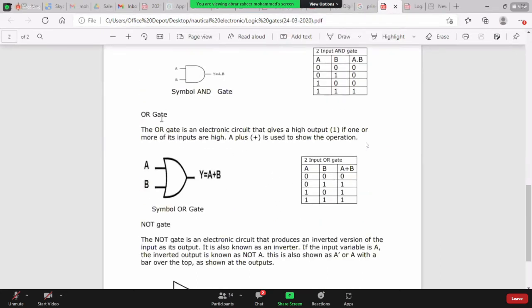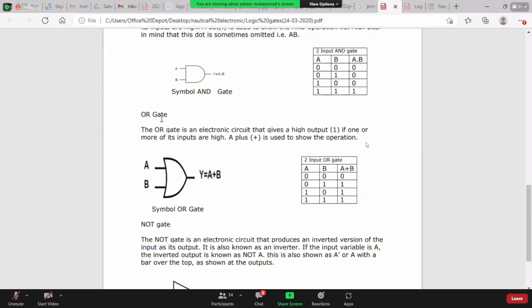Next is the OR gate. What is the OR gate? The OR gate is an electronic circuit that gives a high output if one or more of its inputs are high. So the plus sign is used to show this OR operation. OR means A plus B. Okay. Here we can see the symbol of the OR gate.